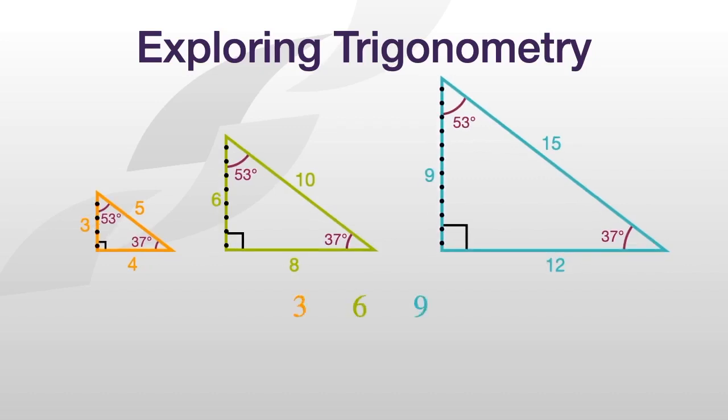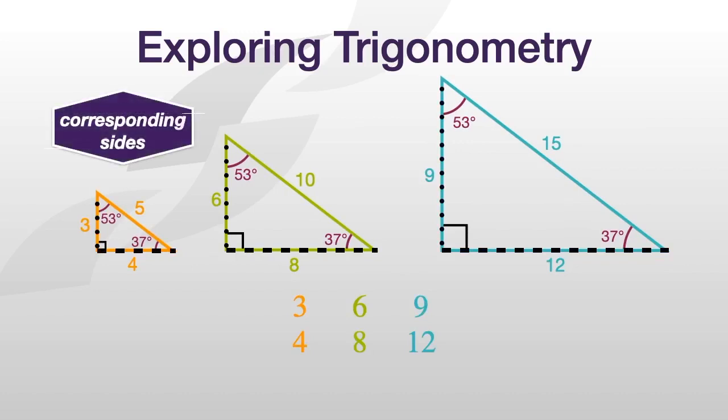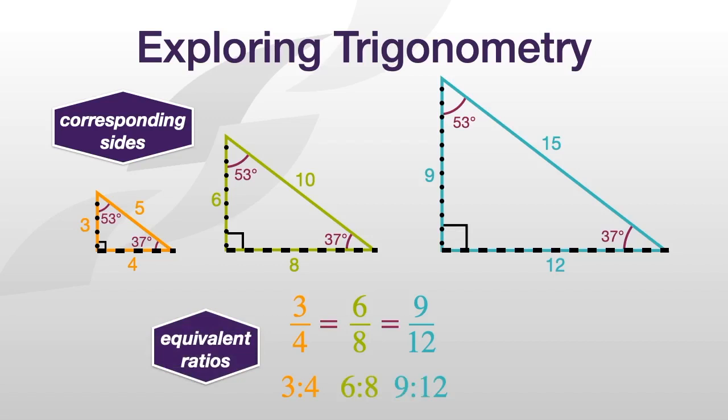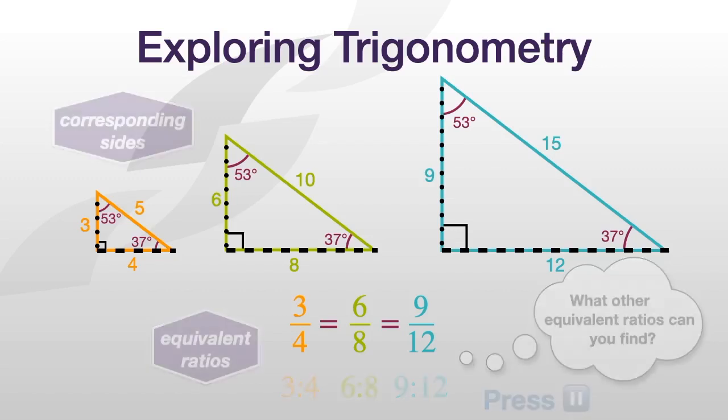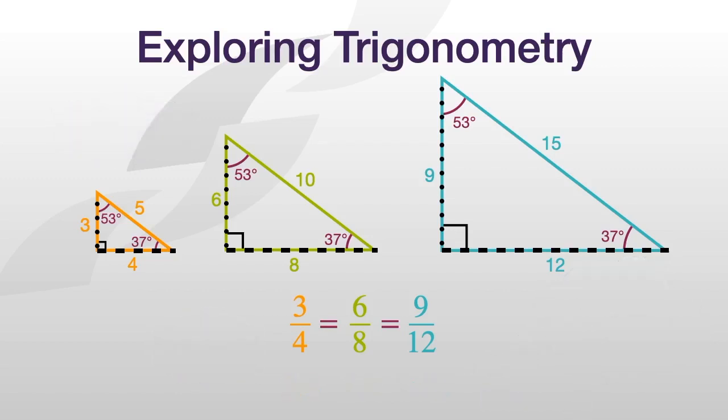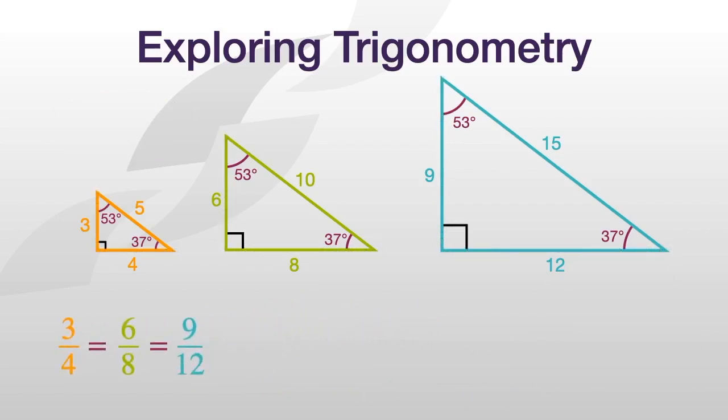The sides that are similarly situated within each triangle are called corresponding sides, and we can see equivalent ratios between these pairs of sides. What other equivalent ratios can you find? One set of equivalent ratios we can find just by inverting each fraction. There are many other possible ratios. Here are a couple of them.